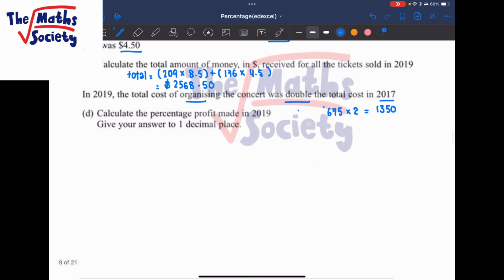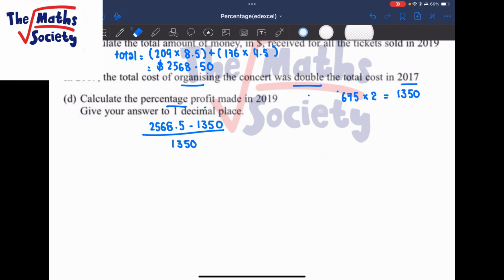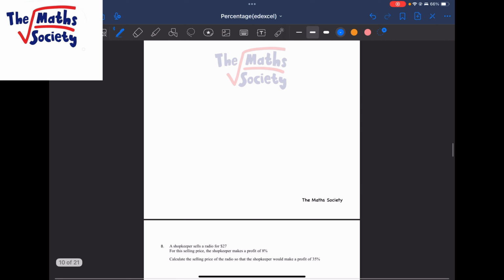And then it says calculate the percentage profit. So we know that we get total 2568.5, right? So that would be 2568.5 minus 1350, divided by 1350, which will get that the profit was 90.3%. So you've got to write here, multiply 100 as well. Yeah, equal 90.3%. And then we'll move on to number 8.